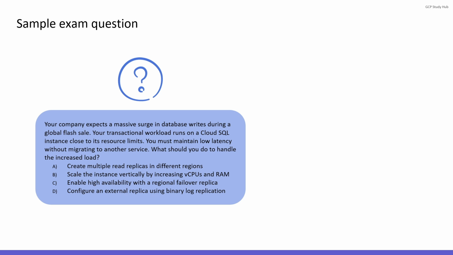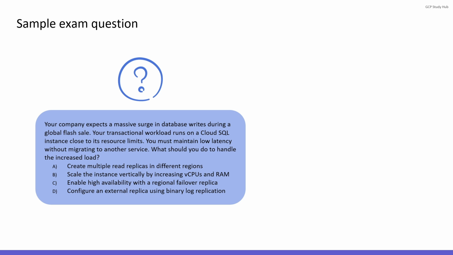Option C is enable high availability with a regional failover replica. This improves availability and disaster recovery, but it doesn't increase the primary instance capacity for handling more writes. It helps with reliability, not with scaling the workload. And option D is configure an external replica using binary log replication. This adds unnecessary complexity because in this scenario, you need to scale your existing instance, and using an external replica adds an additional layer that isn't needed.